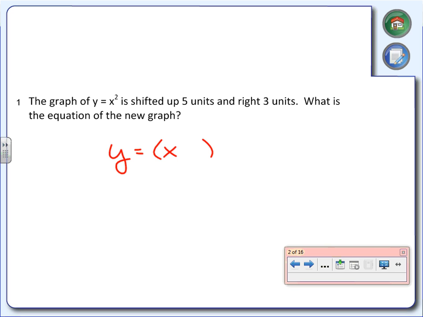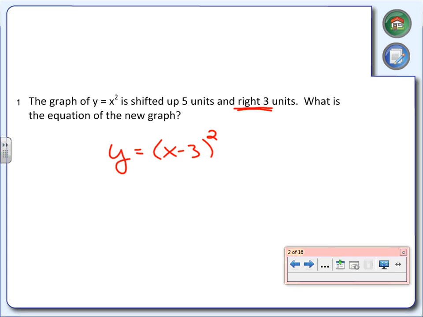Now, when we're working inside the parentheses, it is going to move the graph sideways, left and right. In this case, I want to move it to the right 3 units. So the question is, do I add 3 or subtract 3 in order to move it to the right? Subtract 3. Now, make sure your square is going on the outside of the parentheses.